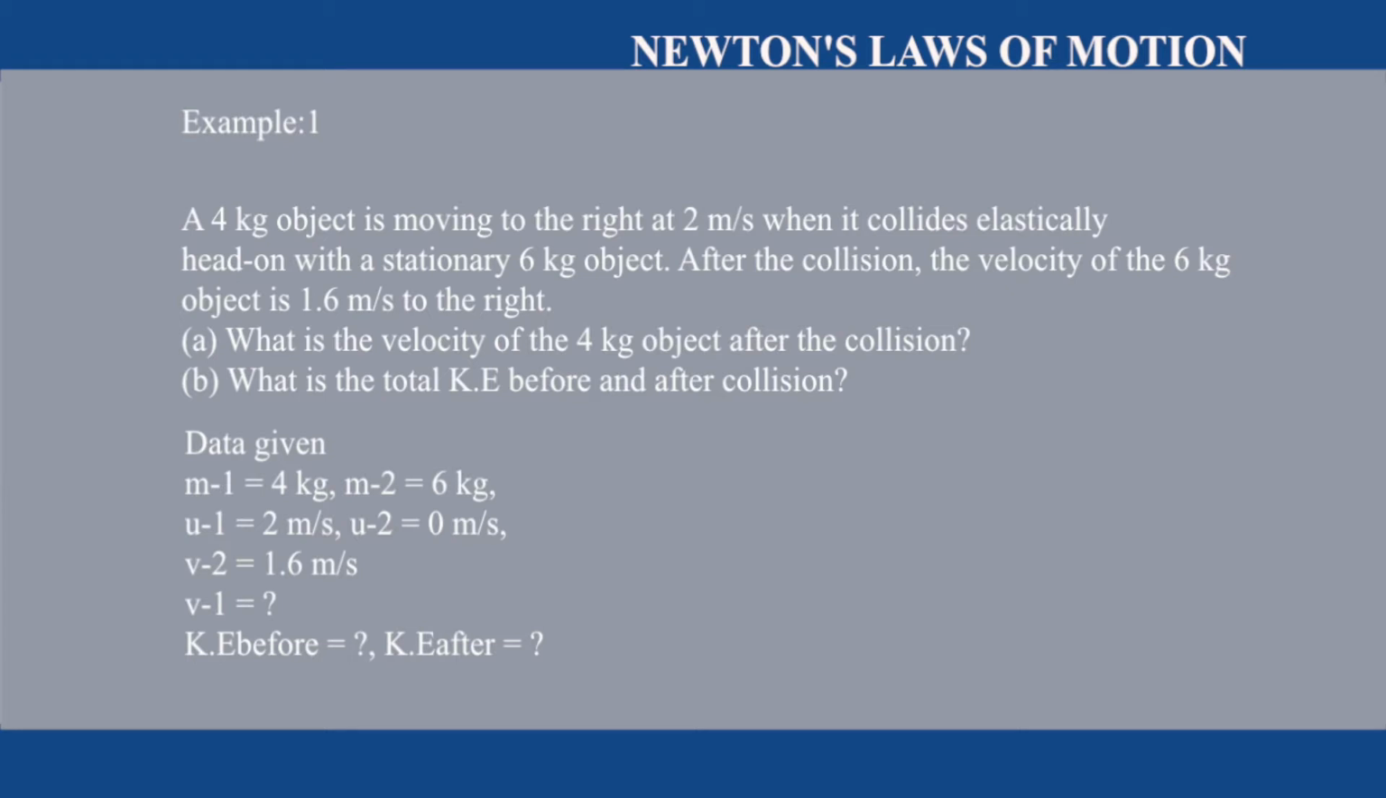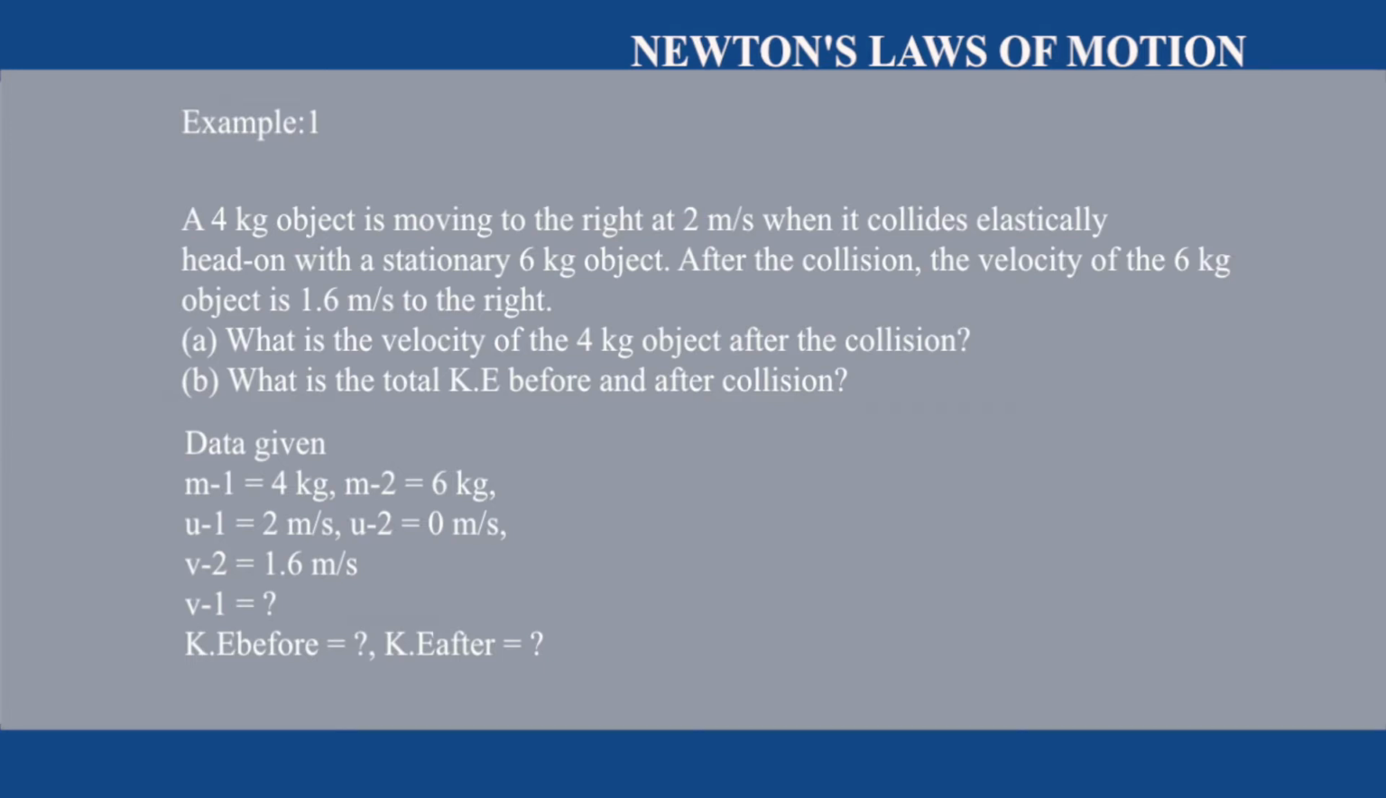We have been given the mass m1 4 kg, its initial velocity u1 is 2 meters per second, m2 6 kg, and its initial speed is 0 meters per second. After collision, the final velocity of the 6 kg object v2 is 1.6 meters per second. We are required to find the final velocity of the 4 kg object v1 and the total kinetic energy before and after collision.